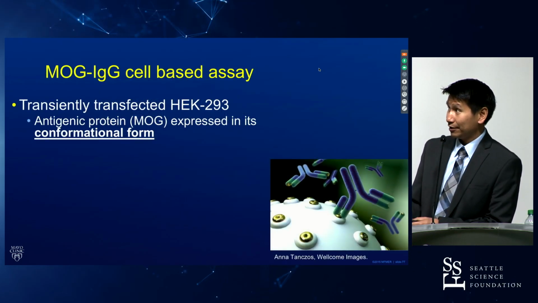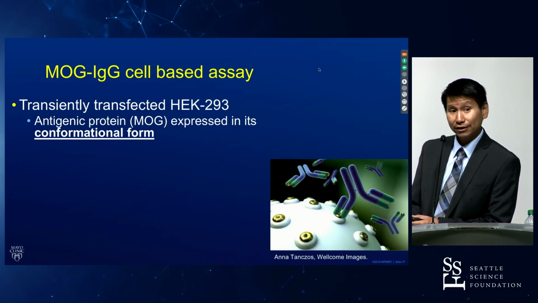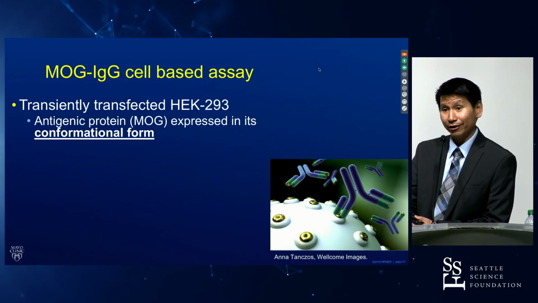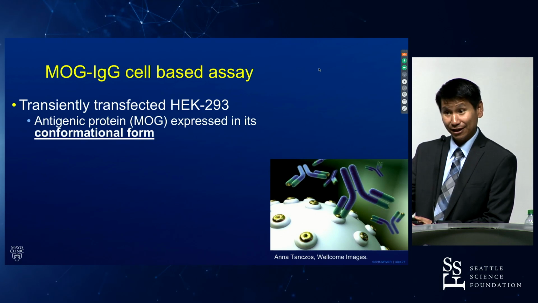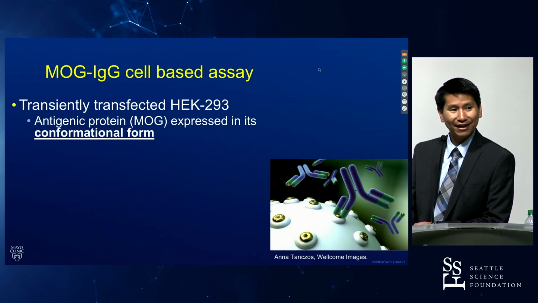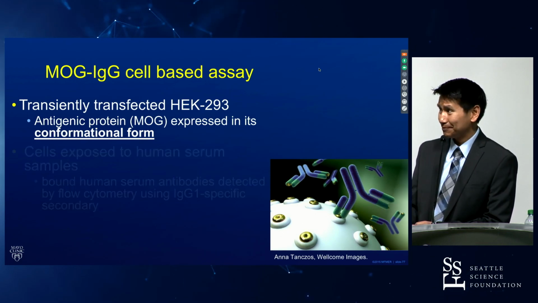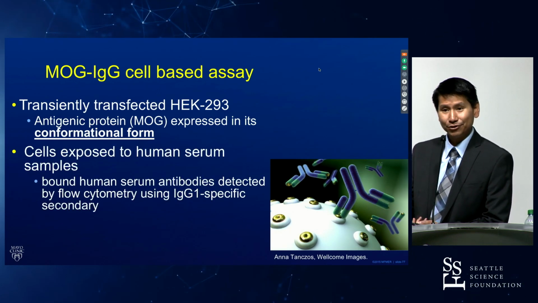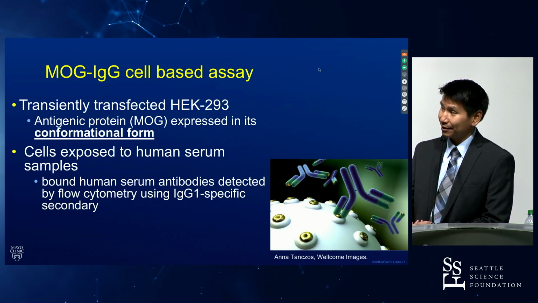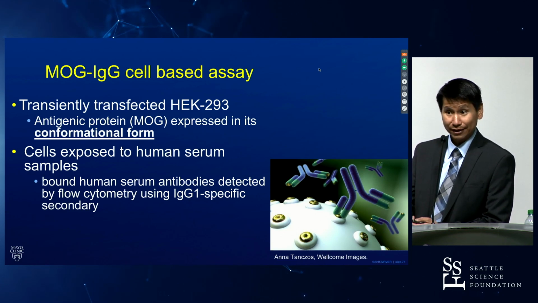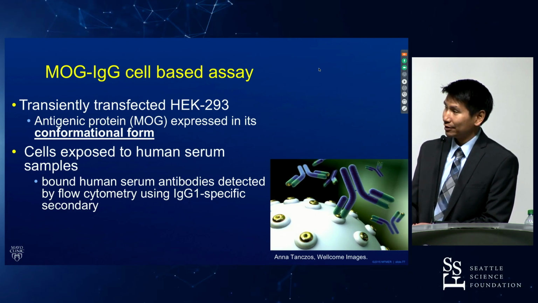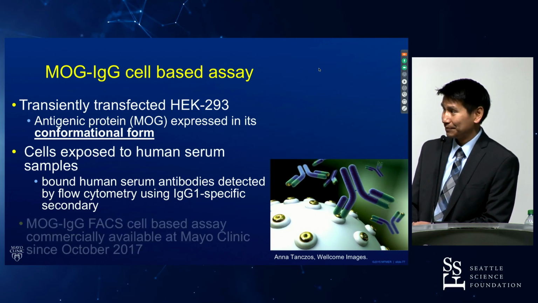So at least how we do it at Mayo is we take HEK293 cells, which are human kidney cell lines, and we transfect them with MOG. So then the MOG actually gets expressed on the surface of these cells in its conformational form. And that's what allows for the specificity of finding this antibody. We then take the cells and expose them to human serum that do or do not have the antibodies. But if they do have the antibodies, they're going to bind to that MOG that's being transfected by the cell. And we detect that binding with an IgG1 specific secondary and flow cytometry.